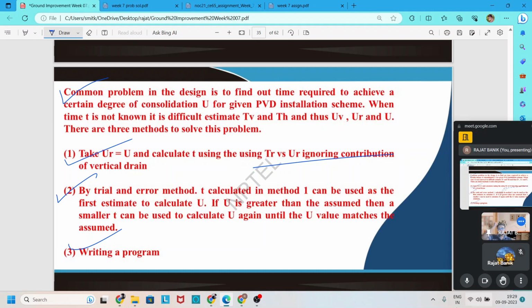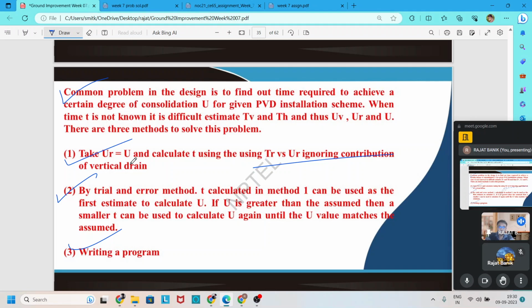In the first, we consider the radial degree of consolidation equal to the total degree of consolidation, our achieved goal. After that, we find out the time, and also find out the Tr and Ur, and in this case we ignore the vertical drain. By this trial method, we find out the time T, the time period for this degree of consolidation.